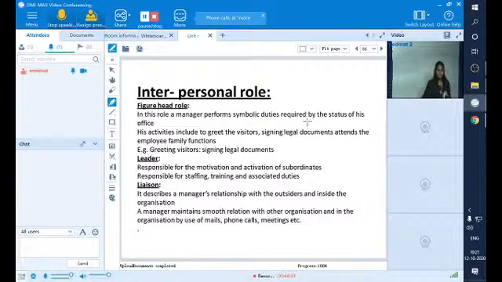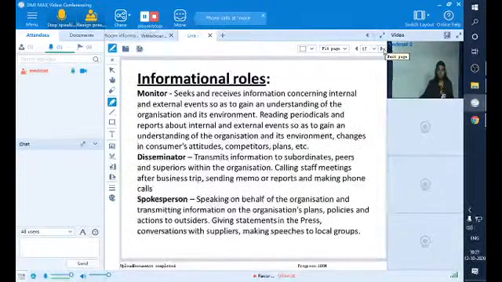So the three things are included in the interpersonal role. Then the informational roles. The first one is monitor. The monitor seeks and receives information concerning internal and external events so as to gain an understanding of the organization and its environment. So, reading periodicals and reports about internal and external events, such as changes in customers' attitudes, competitors' plans, etc.